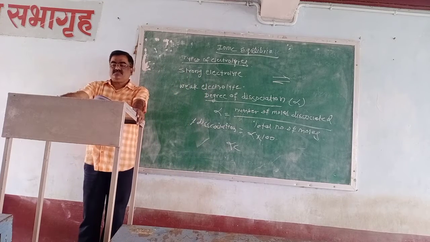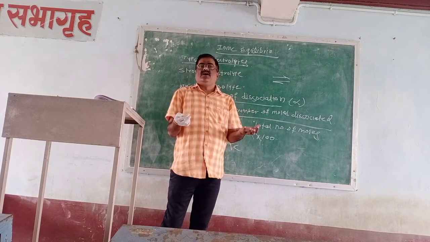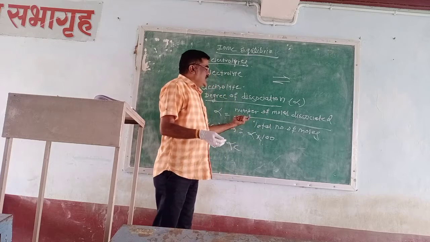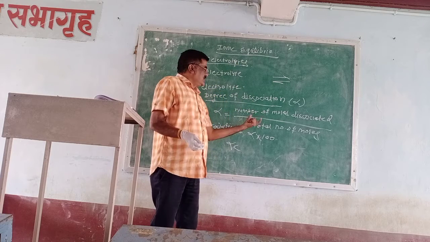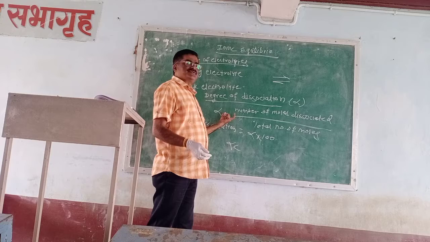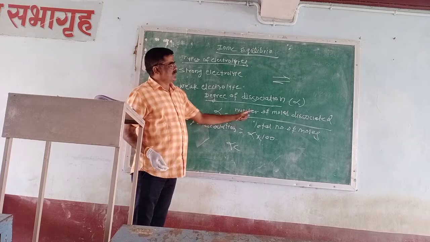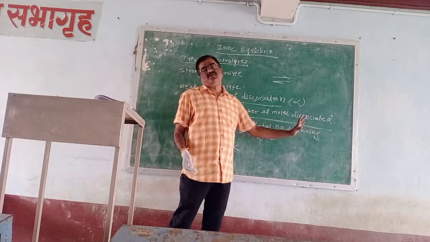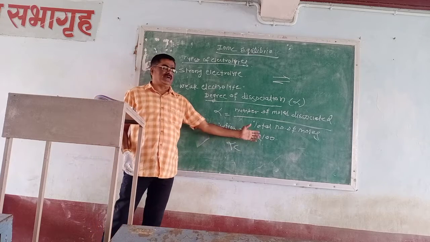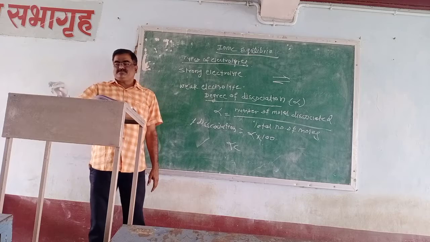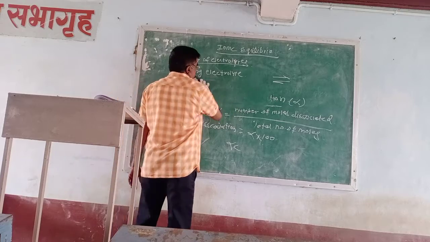The degree of dissociation is the ratio of the number of moles dissociated to the total number of moles of the molecules, and it is represented by the symbol alpha. Alpha is equal to the number of moles dissociated to the total number of moles, and the percentage of dissociation is equal to alpha into 100. This is about the degree of dissociation.